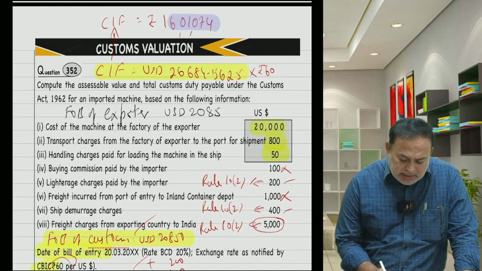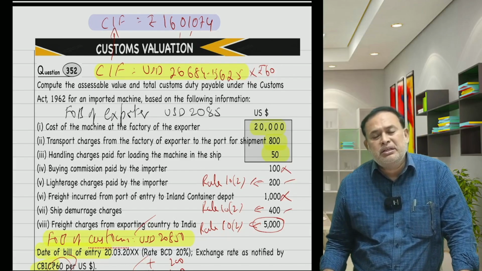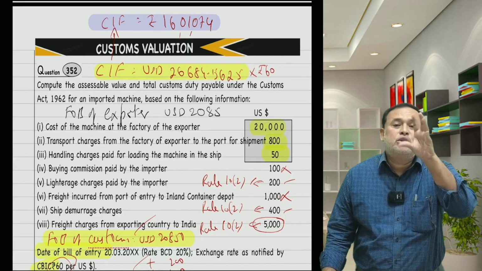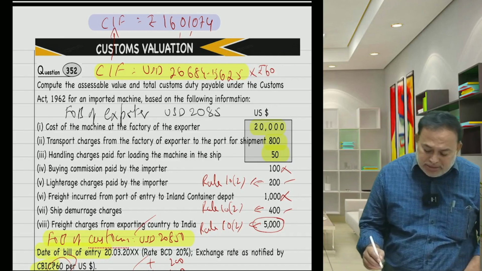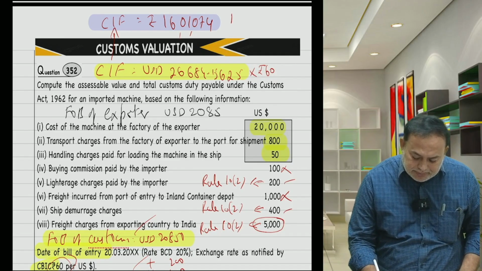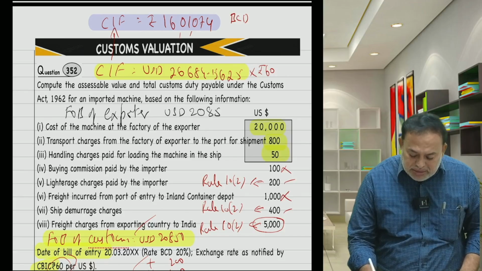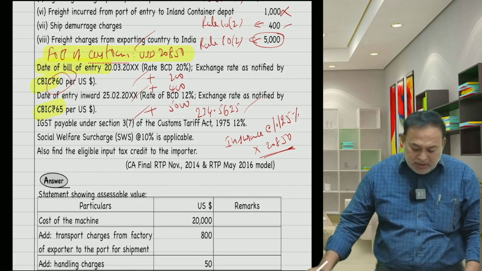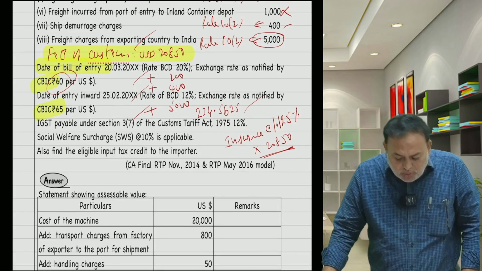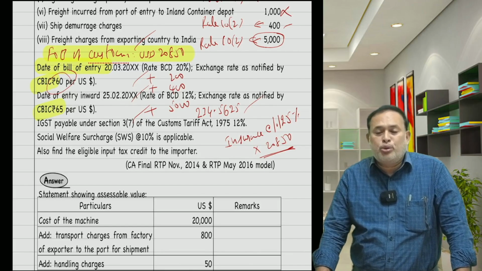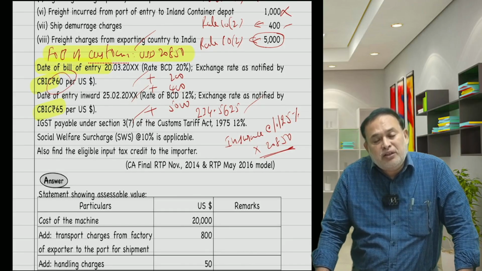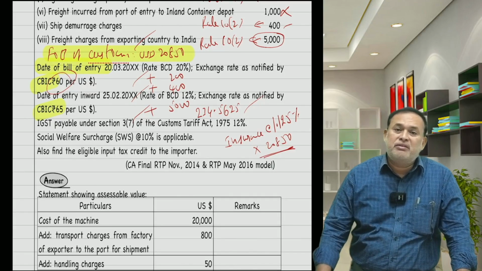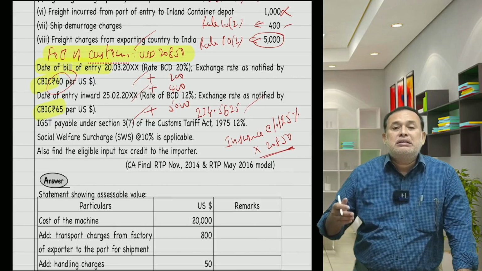Now, in the bill of entry you have to mention the CIF value in the foreign currency and the CIF value in the Indian currency. Both you have to mention. Thereafter, you have to mention the duties of customs. First, BCD. There are two rates given: 20% at the date of bill of entry and 12% at the date of entry inwards. Among the two, whichever is later is called the taxable event.